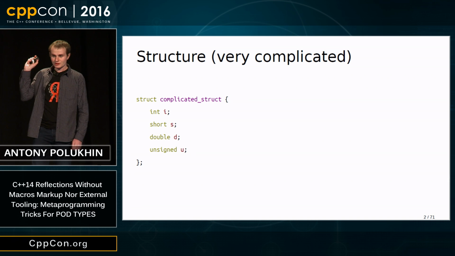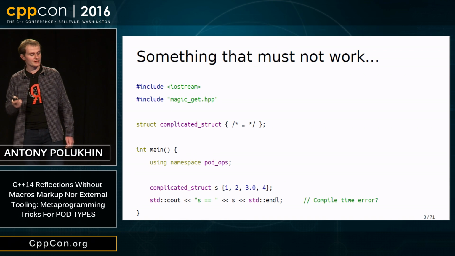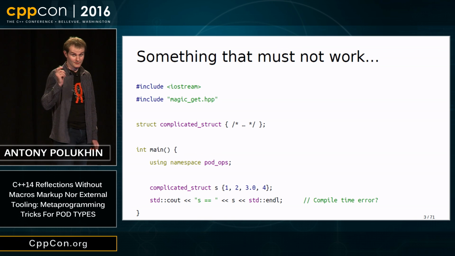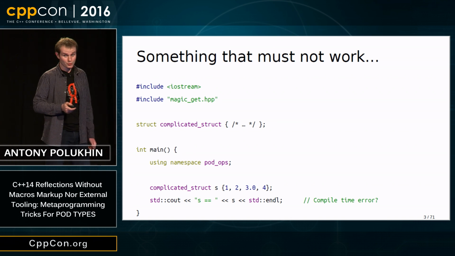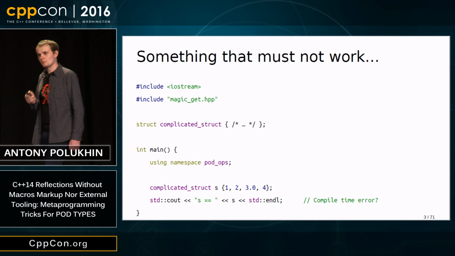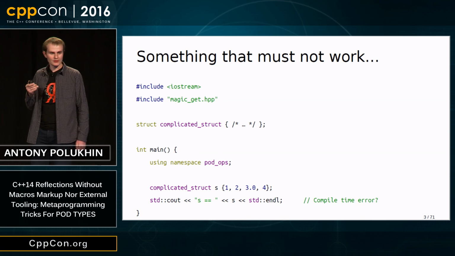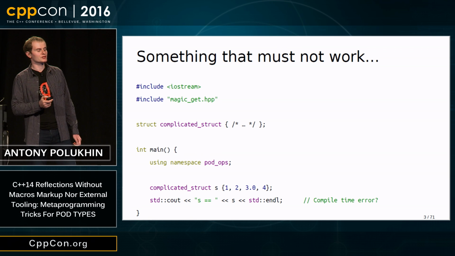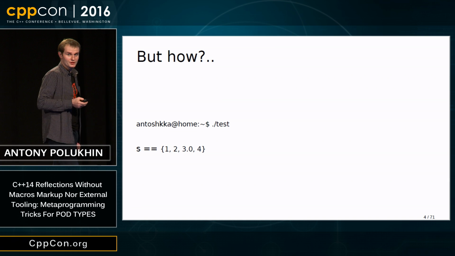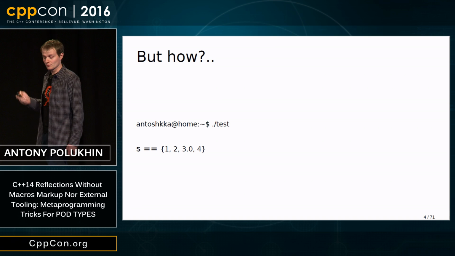With that complicated structure, we can write the following code. We've got a main function, there we create an instance of our complicated structure, aggregate initialize it, and after that, we attempt to put that instance into the std::cout. And at that point, a compile time error must occur, because we haven't defined nor declared the ostream operator for our complicated structure. However, the code will compile. And what's more interesting, the code will correctly output the content of the variable.